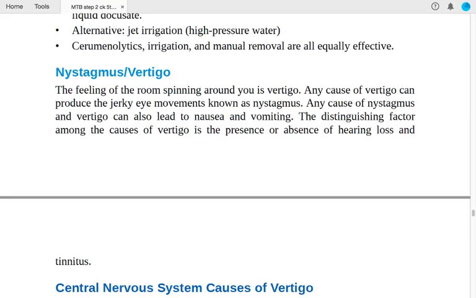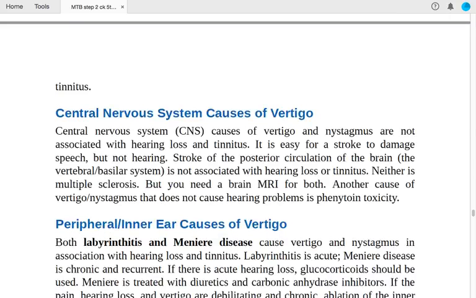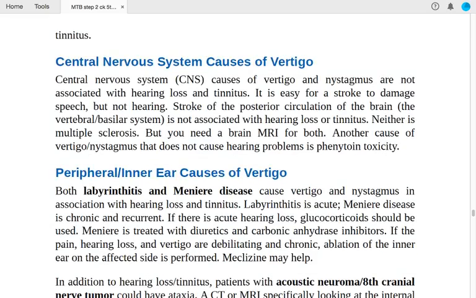That's nystagmus and vertigo. Now, central nervous system causes of vertigo. Central nervous system causes of vertigo and nystagmus are not associated with hearing loss and tinnitus. So see, CNS causes of vertigo are not associated with hearing loss and they are not associated with tinnitus.